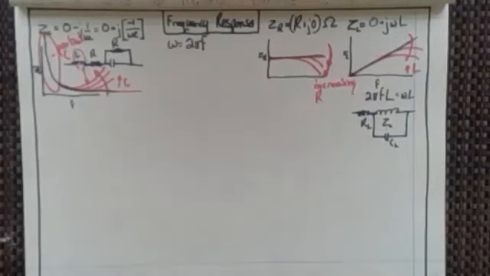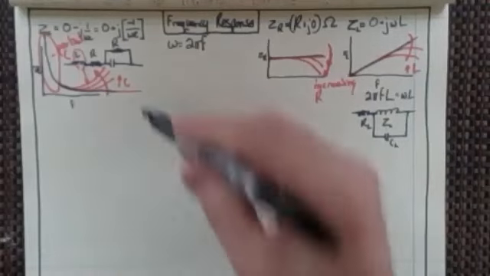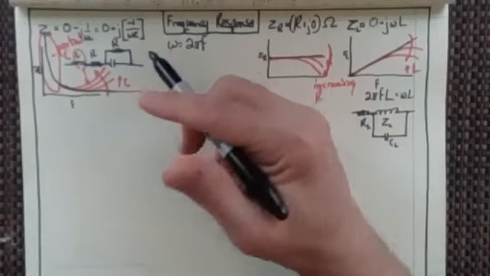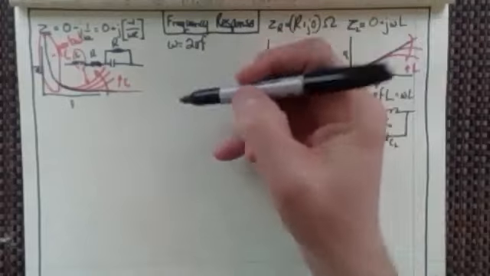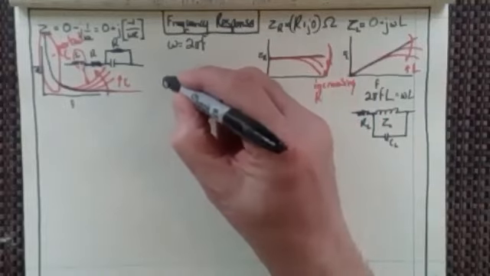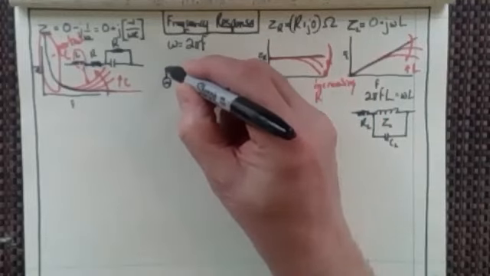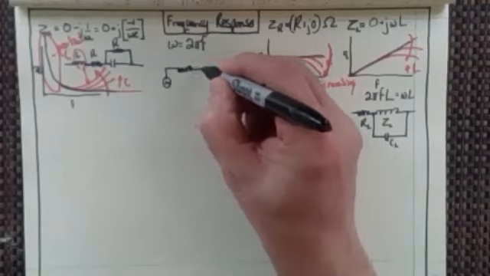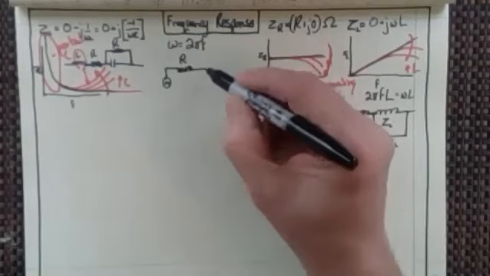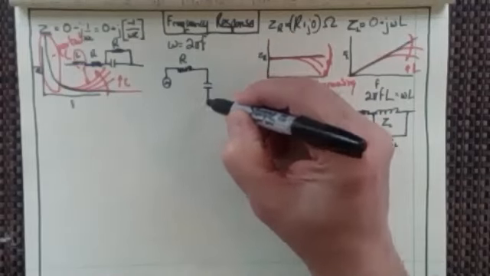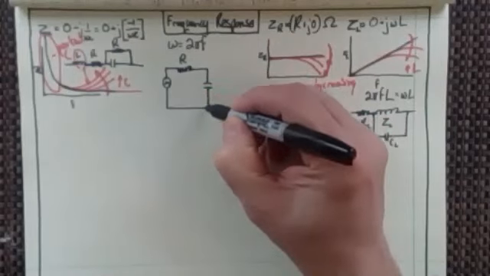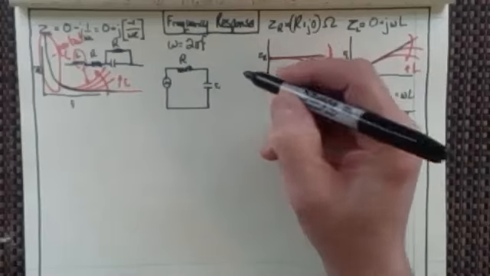And here's what I want to start looking at: the frequency response of a very, very simple circuit. This is just going to be an RC circuit, right? By RC, I mean just two components, an R and a C.